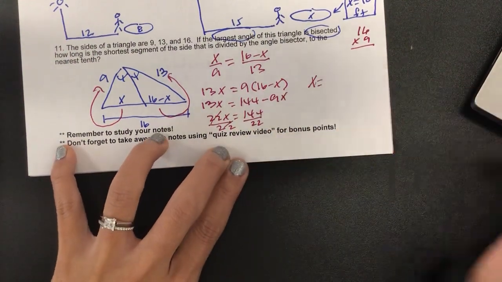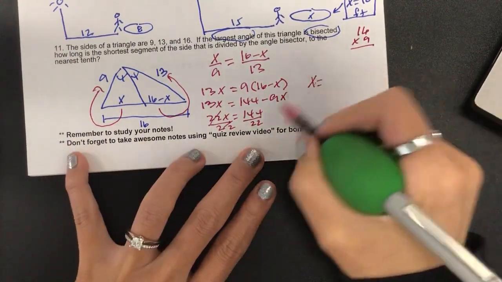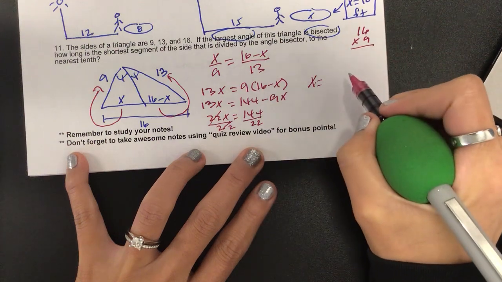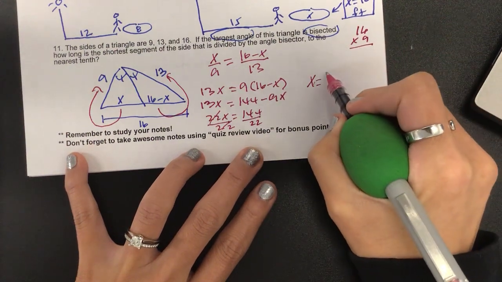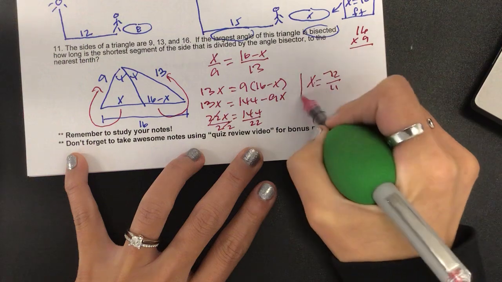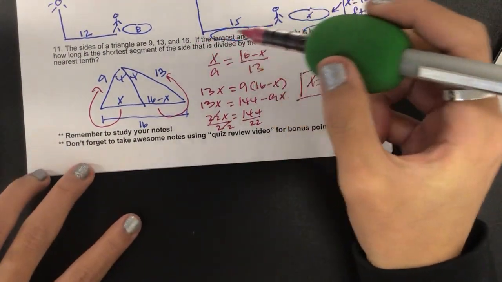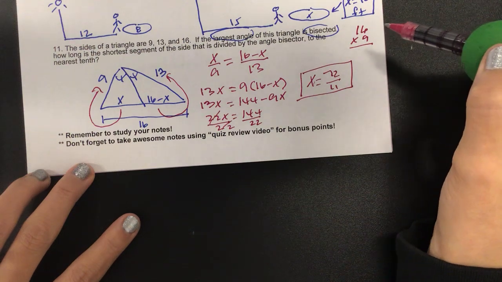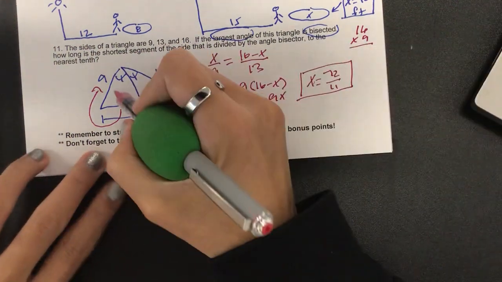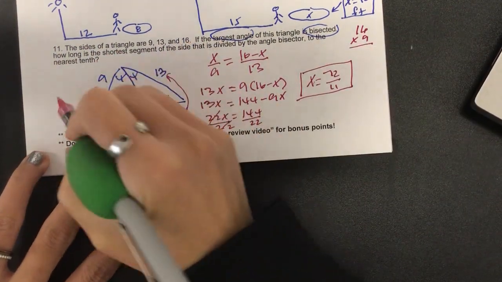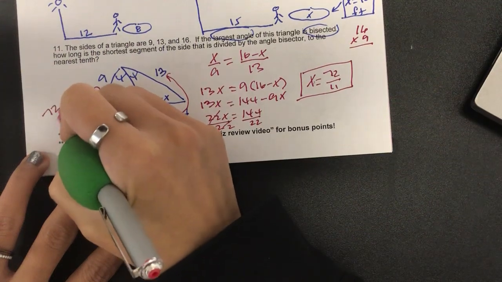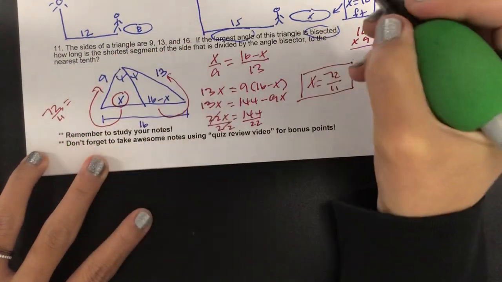So we know 144 and 22 are both divisible by 2. So it's going to be 72 over 11. And that's it. So it says, how long is the shortest segment? So this one would be 72 over 11. I think I'm going to make it a mixed fraction.